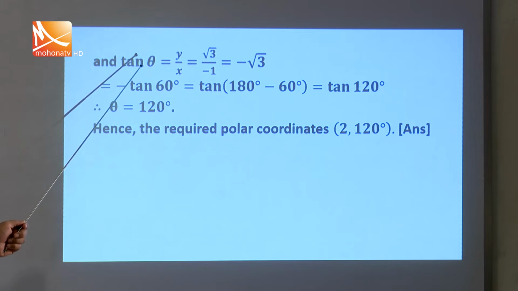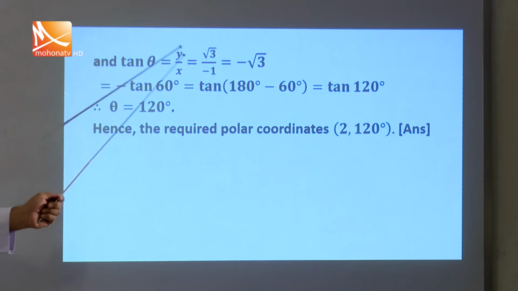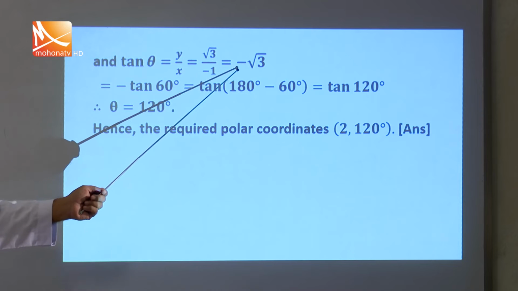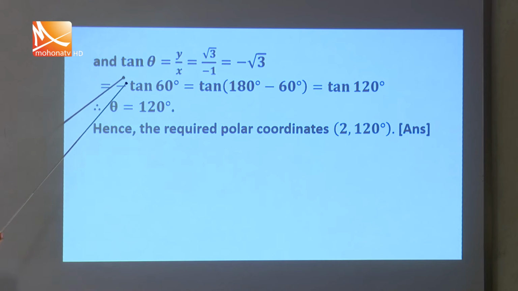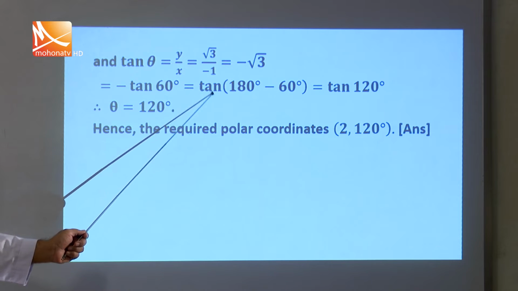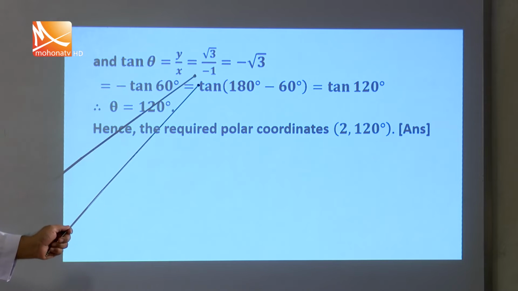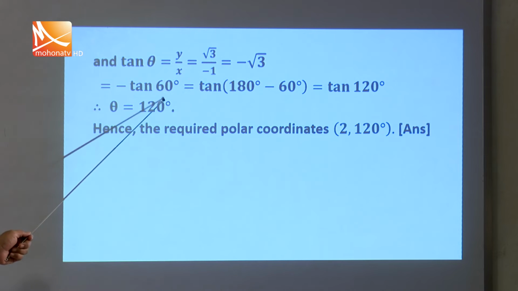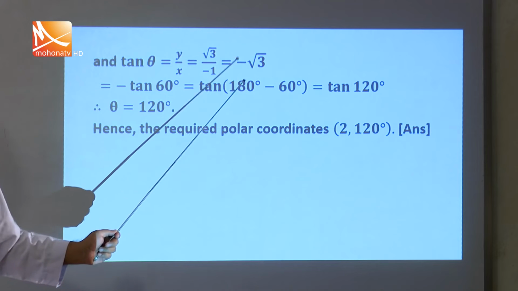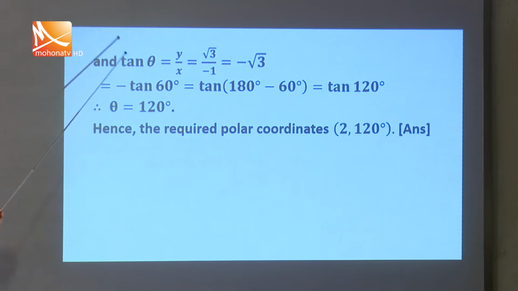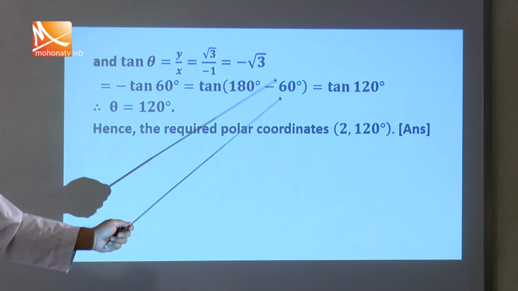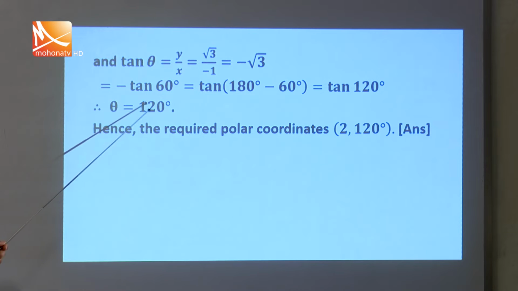Then tan theta equals, it's a formula, tan theta equals y by x. The value of y is root 3, the value of x is -1, so it will be minus root 3. This minus is here. Tan of 60 degree equals root 3, so minus tan 60 degree. Then we can rewrite this tan according to the quadrant concept. In the second quadrant tan is negative, that's why we have written tan of 180 degree minus theta. Theta is 60 degree. Tan of 180 degree minus 60 degree, that is tan 120 degree. Ultimately it will stand like this, tan theta equals tan 120 degree. It means that therefore theta equals 120 degree.